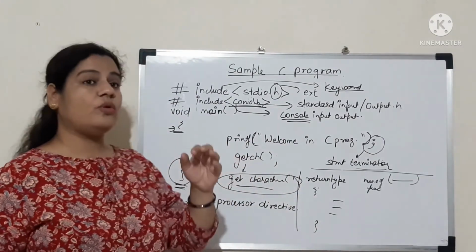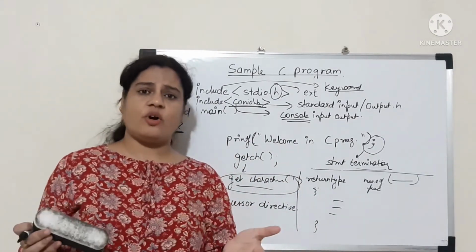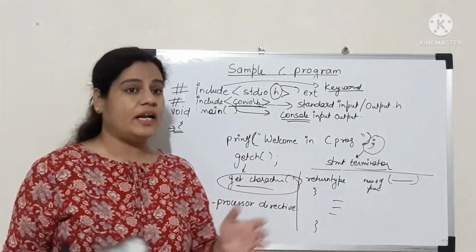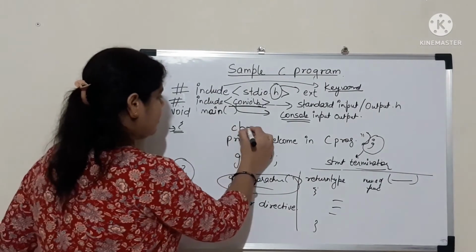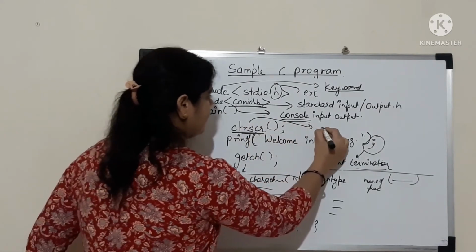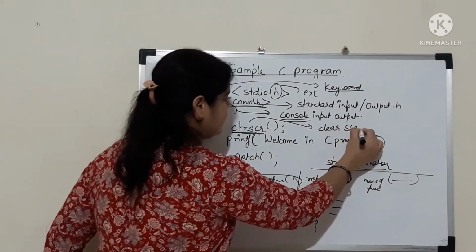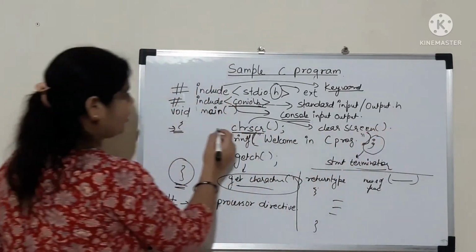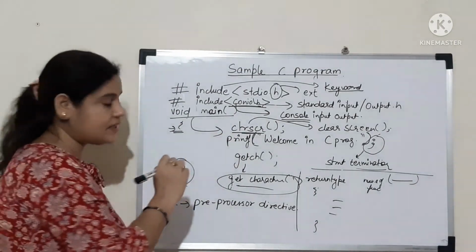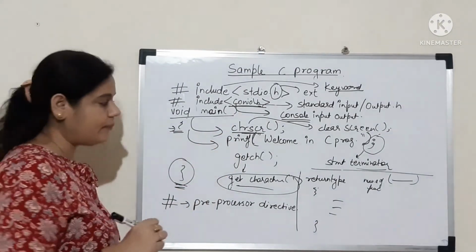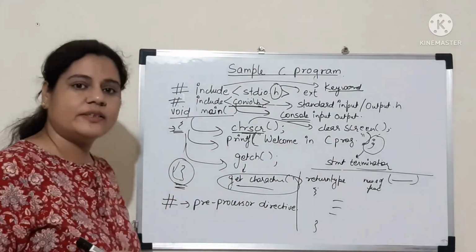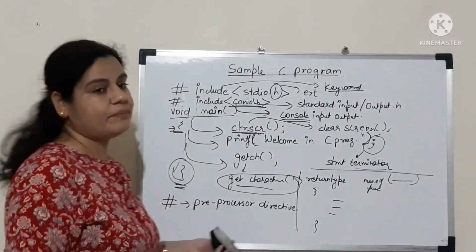Now if you want to show your output on a clear screen, meaning no other output should be there before it, then you need to use clrscr. Clrscr is a function called clear screen. Now your program will execute like this: in the main function, it will clear the screen, after that it will show the program output, welcome in C program, then getch, and then it will end. This is basically a simple C program.